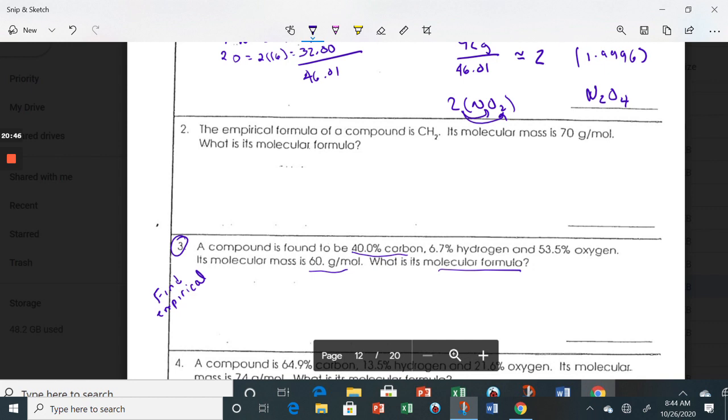Okay, so that is it for our short lesson. I will hold off on combustion.